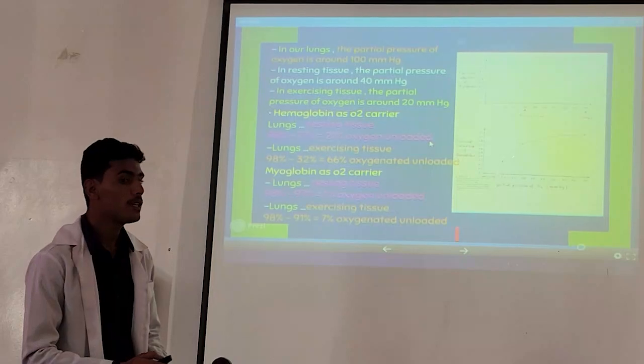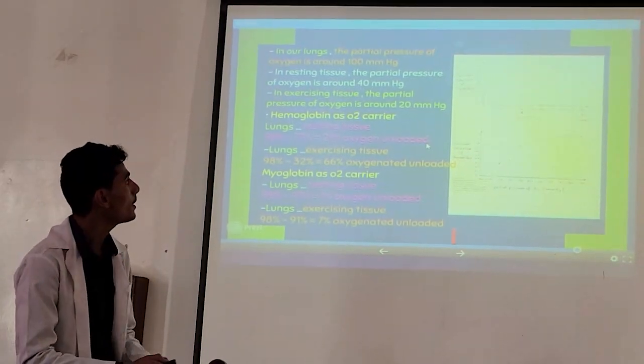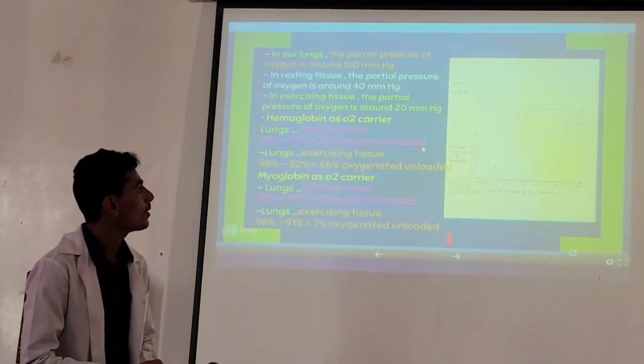And now, after explaining the curve, we will see an animation explaining the oxygen transport.